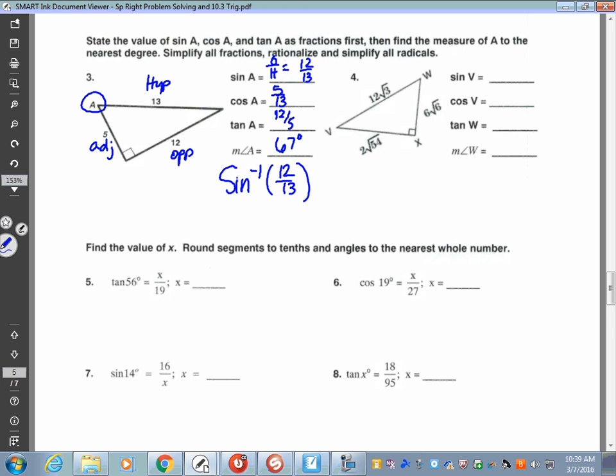All right, so on this one, they now want us to do the sine of B. So B is our angle. For sine, that's always opposite over hypotenuse. So what is opposite angle B? 6 root 6. What is the hypotenuse? 12 root 3. Can this be reduced? Yes.